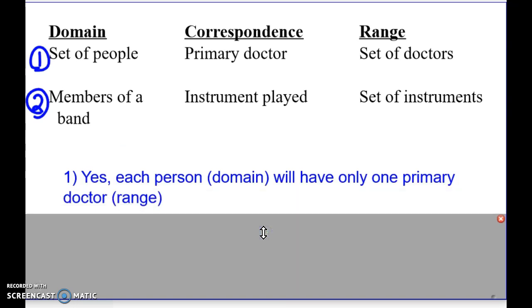Why? Because every person is only allowed one primary doctor. You have to choose that for your insurance program, and then you're done. If you want a different one, you have to cancel the one guy and move to the other person.